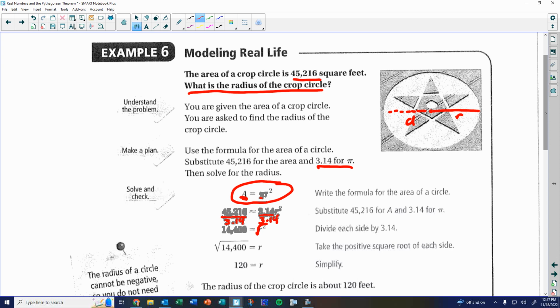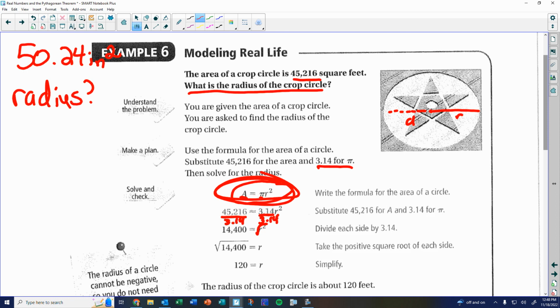Okay? So let's go with a similar problem. I want to give you something to see if you can figure out. So I'm going to give you a plate. The plate has an area of 50.24 square inches. I want you to find the radius of that plate. Okay? So use the same formula. All right? So I'm going to give you a minute or so to solve that. We're going to pause the video and see how you do.